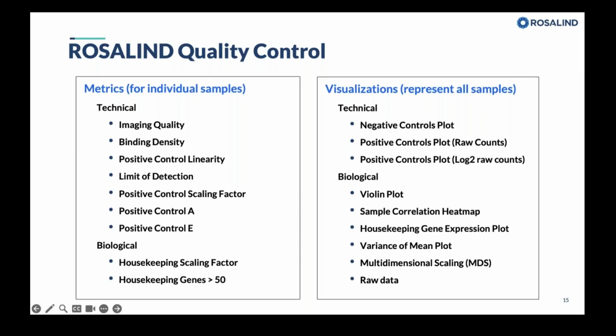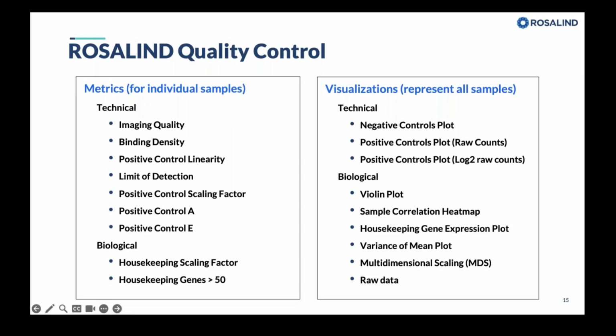Biological information tells you what was the quality of your RNA? Was it degraded? What was the overall expression of your housekeeping gene? So it's more of a biological information related to the samples itself, related to the RNA. And so that's distinct from these technical type metrics and visualizations.